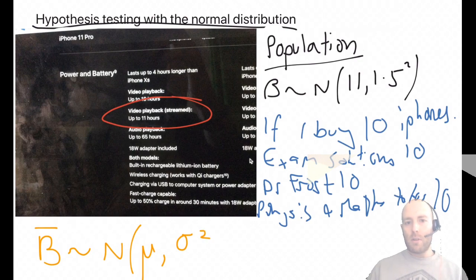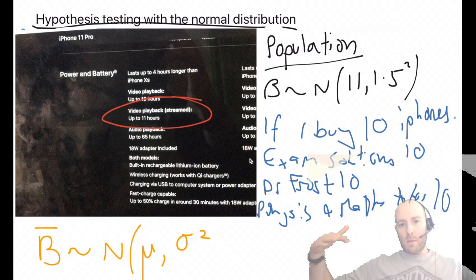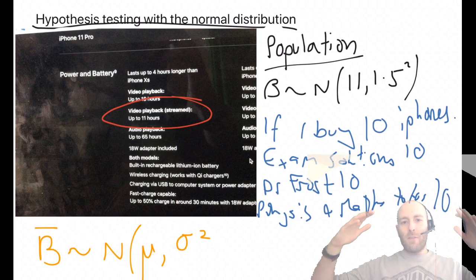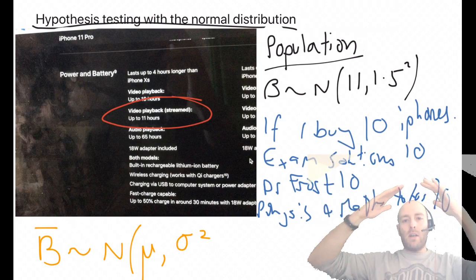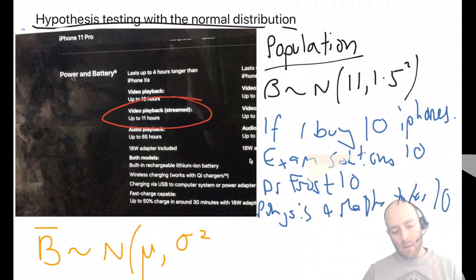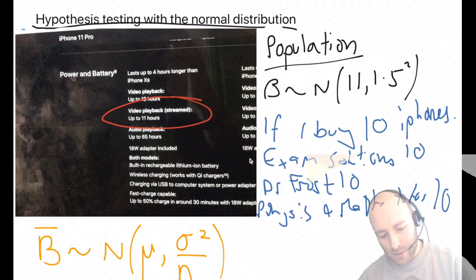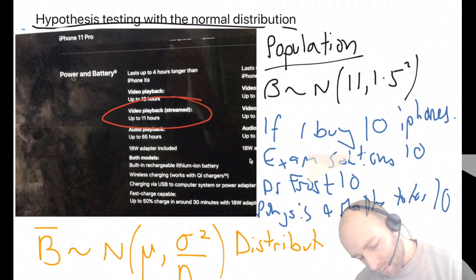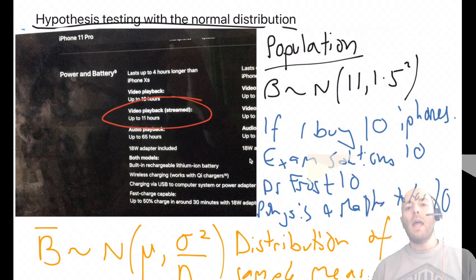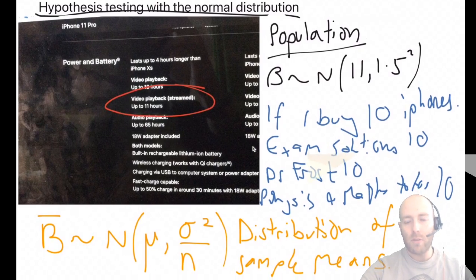Now the difference is, because our sample's a lot smaller than all the iPhones in the world, we have to change our standard deviation. Remember, standard deviation talks about the spread of the data. If we've only got 40 phones, we're not going to have as many phones to have that bigger spread. So we need to divide our variance by the number of phones we have, divided by n. So that, we say, is the distribution of sample means. And that's what we can use to test whether a claim about a mean is true or false.